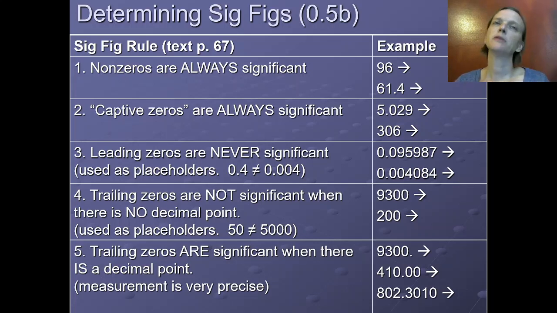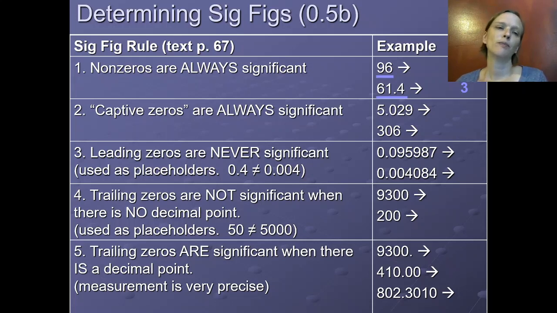We need to be able to label how many significant figures are in a particular number. And there are some rules that will help us do that. So 5 rules. Different textbooks break these rules down in different ways, but I like to think of this as being 5 rules. So rule number 1, non-zeros are always significant. So here for the number 96, both of those digits are non-zeros, so there are 2 significant figures in that number. For 61.4, again, all of those digits are not zeros, so there are 3 significant figures in that number.